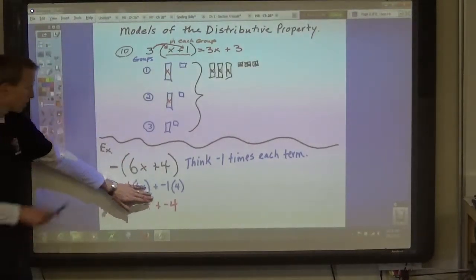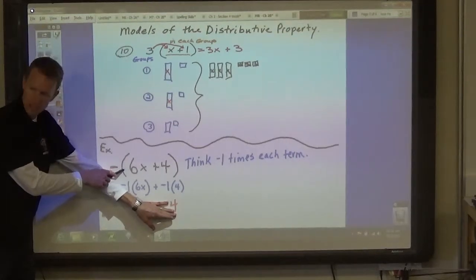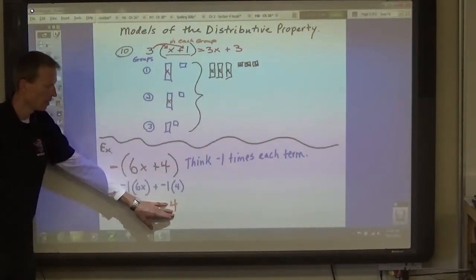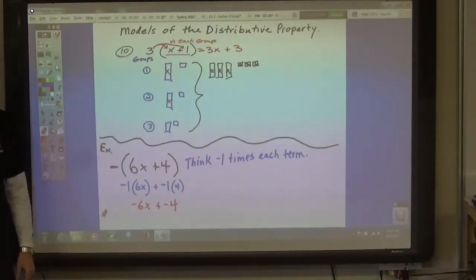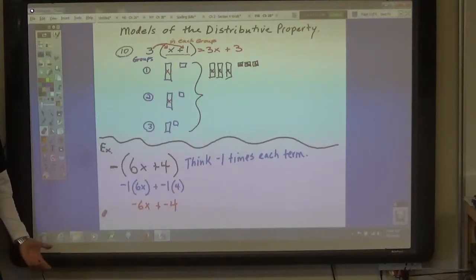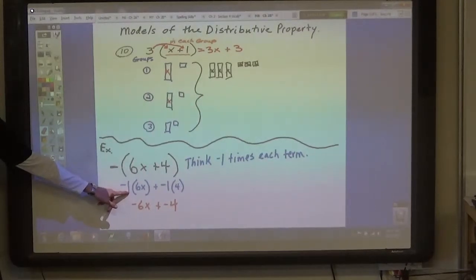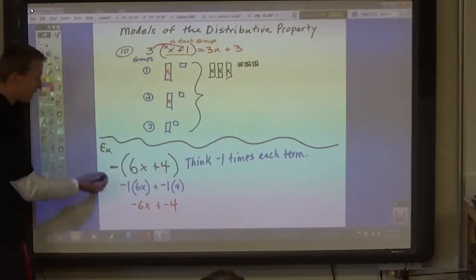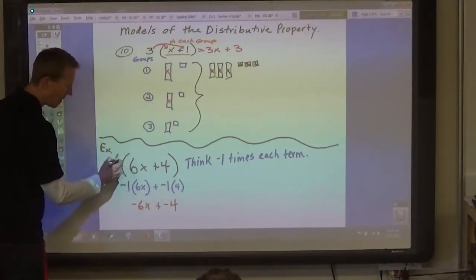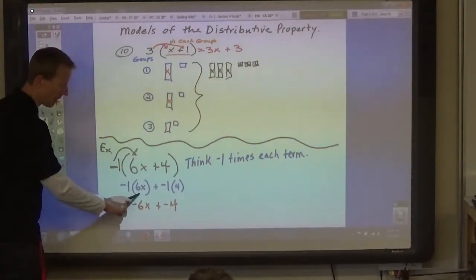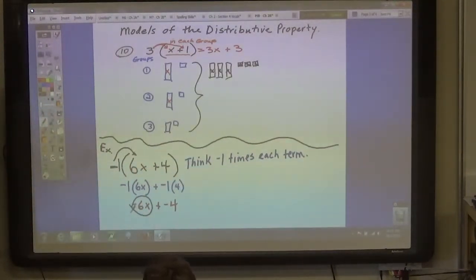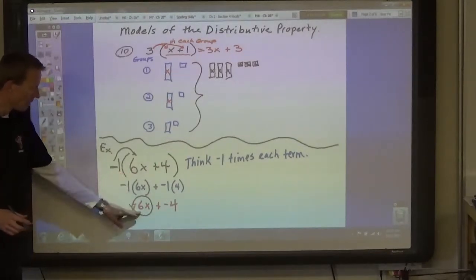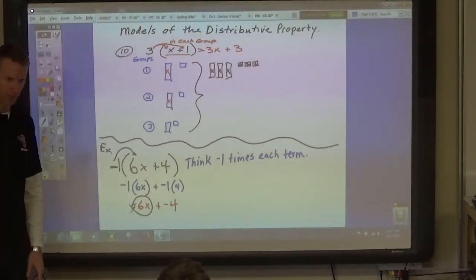And read this. What does this look like? Just this part. Negative 6x plus 4. But you don't have a number with that. What is that thing called? A minus sign. What do you do with that minus sign? How do you multiply it? Think of it as negative one. Think of this as -1, and then multiply -1 times 6x. Or, -1 times anything is its opposite. So, -6x, -4. Okay?